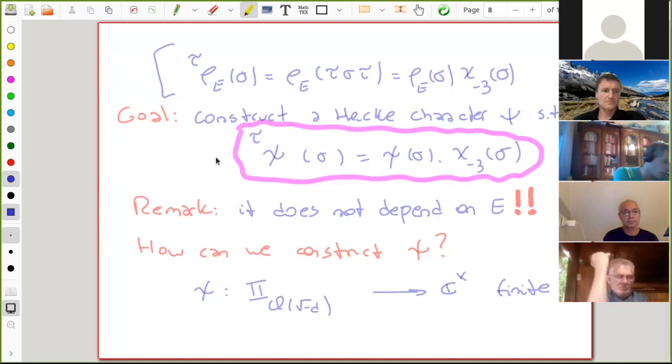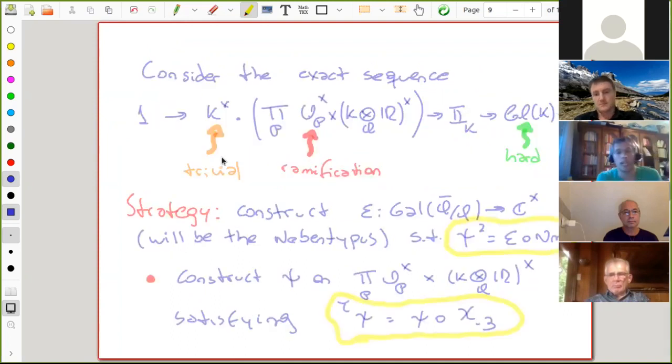But note that this condition that I wrote over here, this goal, is something that has nothing to do with any elliptic curve or the Diophantine problem. I'm just searching, I have a quadratic field and I'm searching for a Hecke character satisfying a particular relation. So this is a completely different problem. How do we construct Hecke characters? Remember that a Hecke character is a character of the ideal group of your field to the complex numbers. I want it to be finite, so it will not be so hard to construct, but still Hecke characters are very tricky. So how do we construct such a Hecke character?